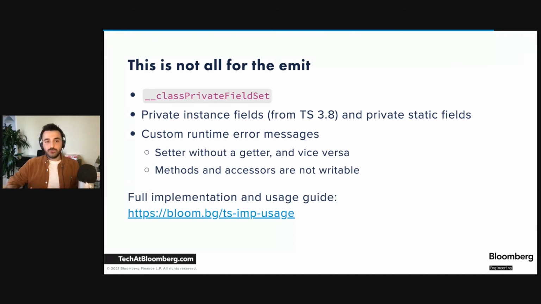We also support private instance fields and private static fields, and those are essentially a different kind in those helper functions. And also there are some custom runtime error messages that are defined by the spec in certain cases. For example, if you have a private setter without a private getter or vice versa, or if you try to update a method or an accessor which are not writable, there needs to be certain runtime errors raised. And considering all of that, the full implementation of these functions is a little more complicated than what is shown here. But if you're interested in the details of it, please check out this link after the presentation.